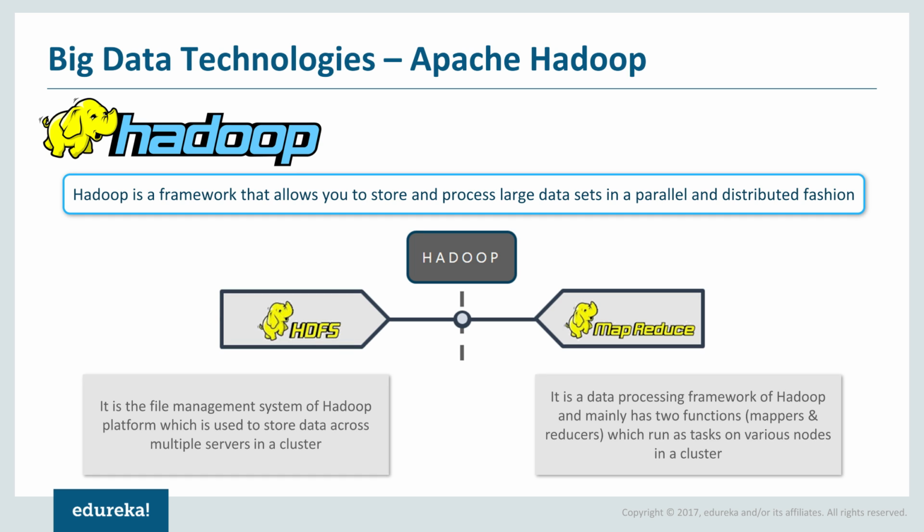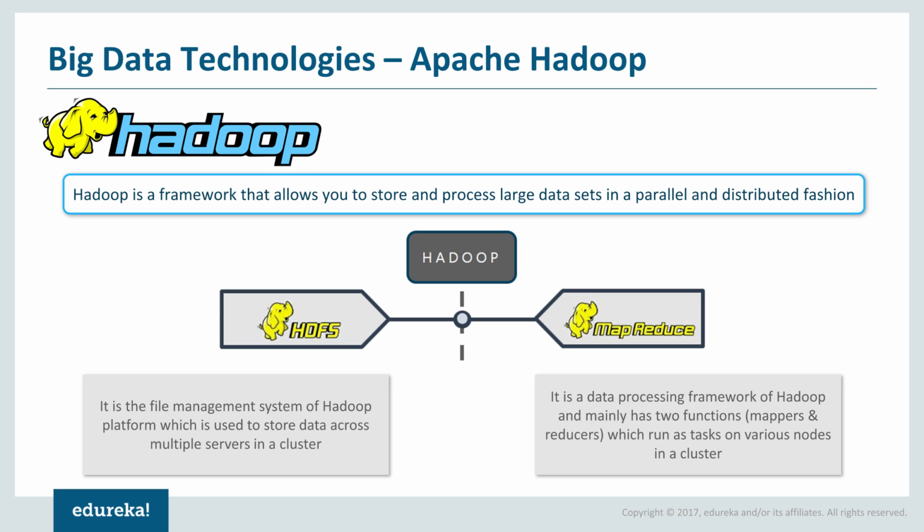Now coming to big data technologies, that is Apache Hadoop. So what is Hadoop? Hadoop is a framework that allows you to store and process large data sets in a parallel and distributed fashion. We have all heard about the divide and rule strategy, right? We have a piece of work, so we can all share that work, do it in parallel, and get a solution quickly. That is the big picture of the Hadoop framework.